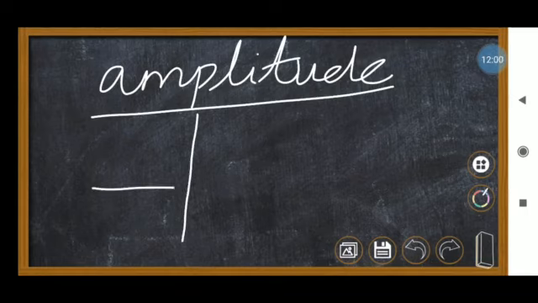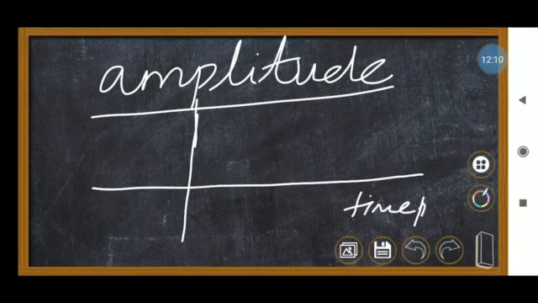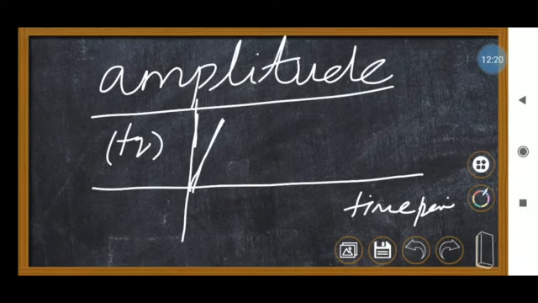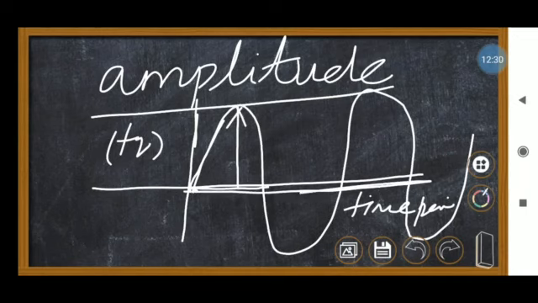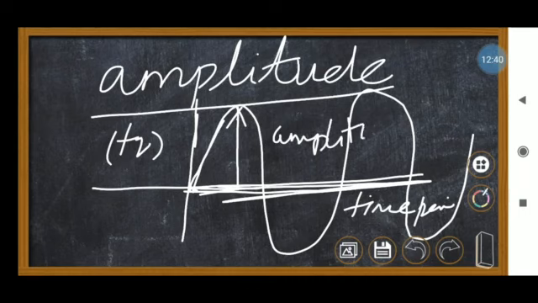So if you look at the graph, time period, maybe frequency, whatever it is. If you look at the graph, it will go like this. So this maximum height from the mean position, the x-axis, the maximum height displaced by that object is called amplitude. This is the amplitude, and this is the maximum position, and here it is also going.